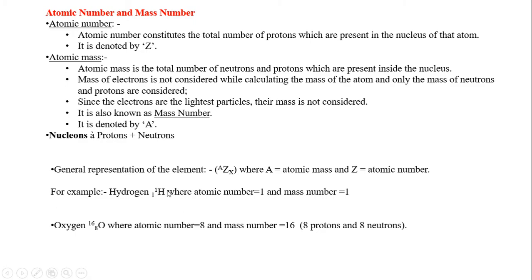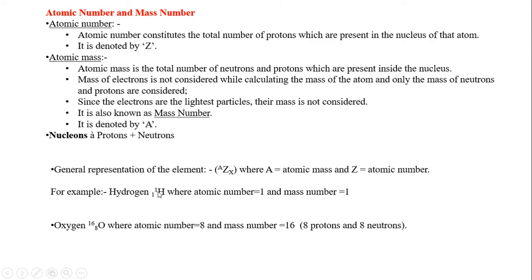Generally an element is represented by the symbol X, with Z and A. The atomic number is always written below, and A is the mass number. This is the way to represent an element. The atomic number denotes the position of the element in the periodic table. The mass number is the number of protons plus neutrons.